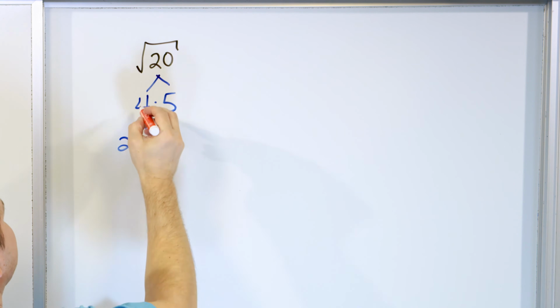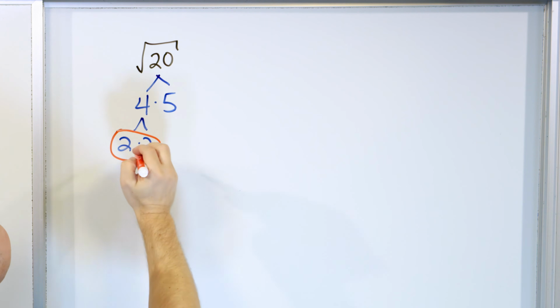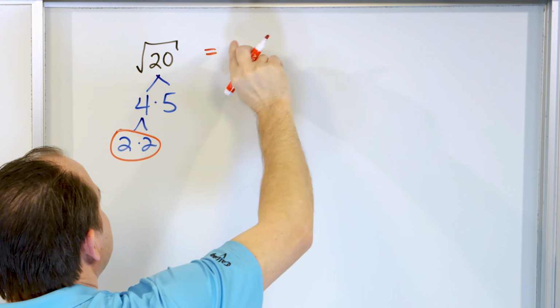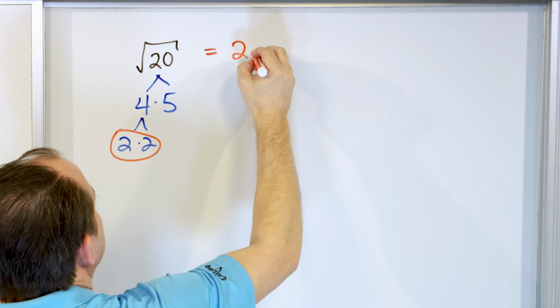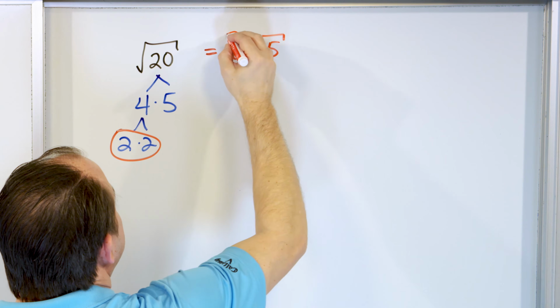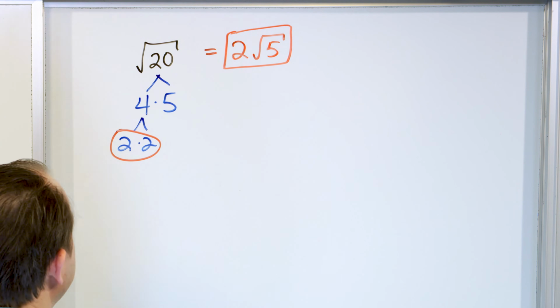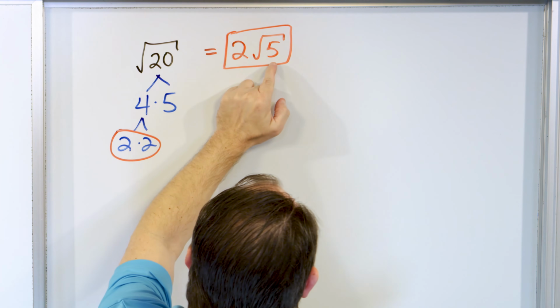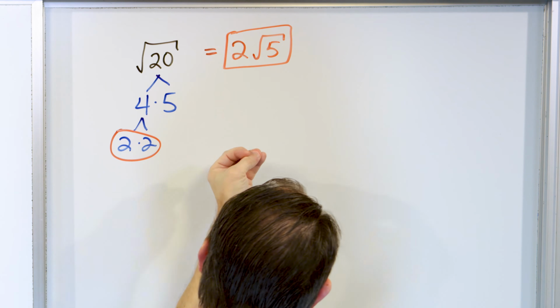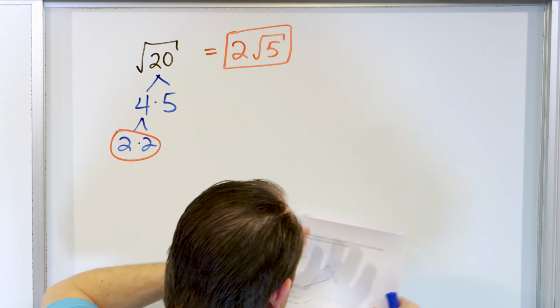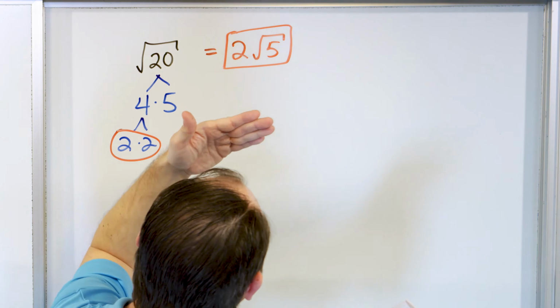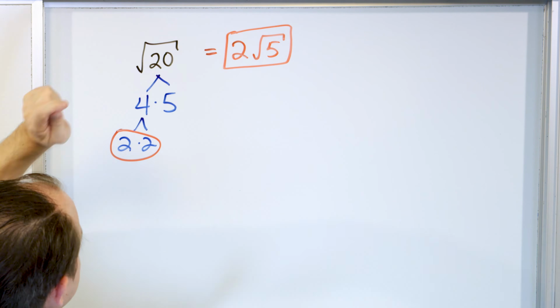And I'm looking for pairs, because this is a square root. I found a pair of 2's. So the single 2 comes out. This stays under the radical as square root of 5, and this is the final answer. That's it, 2 times the square root of 5. If you go in a calculator, take the square root of 5, multiply it by 2, you're going to get a decimal. That decimal, which will be infinite non-repeating, if you multiply it by itself, will give you 20.